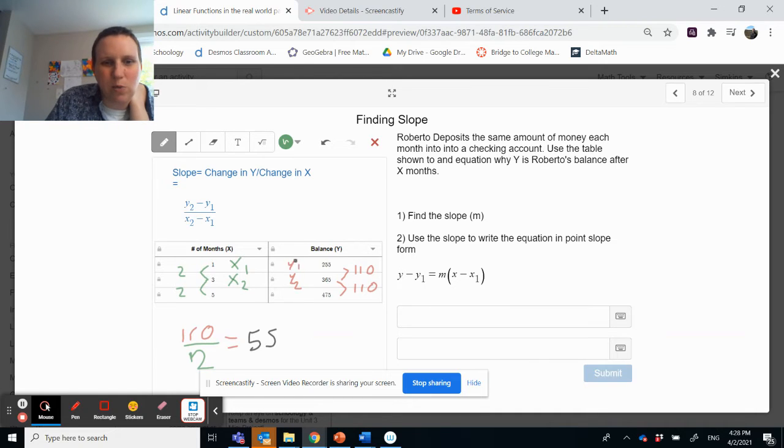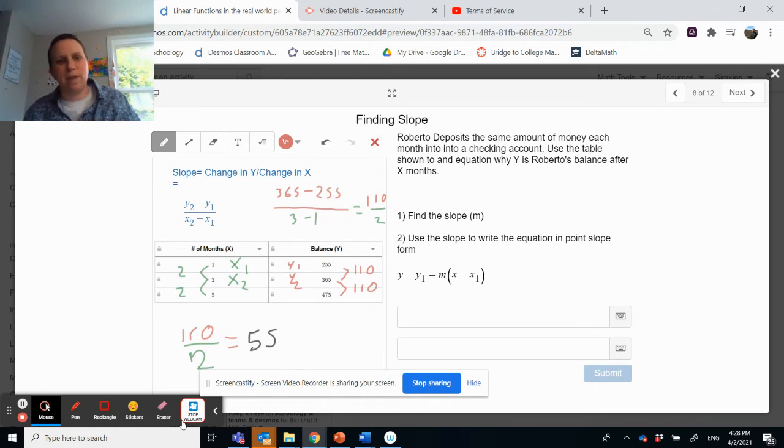So y2 minus y1 is going to be 365 minus 255, divided by x2 minus x1. So that's 3 minus 1. And again, I end up with 110 divided by 2, which I know is just 55. So that's two different ways to find the slope, and you can use either one, whichever one works for you.